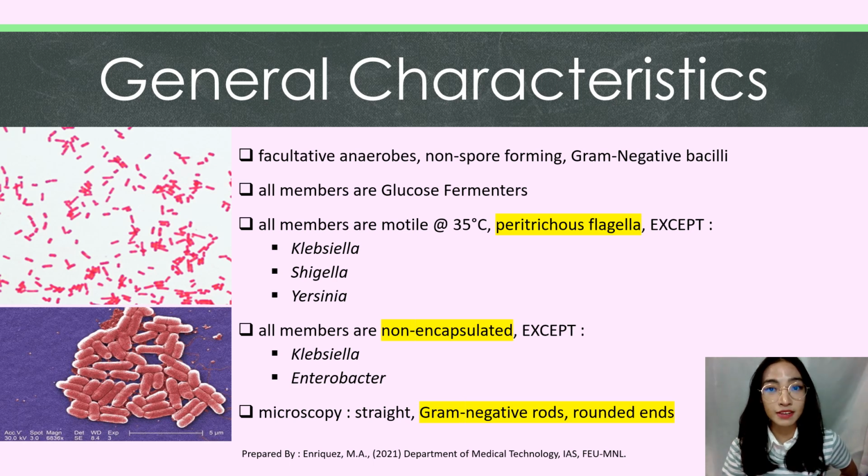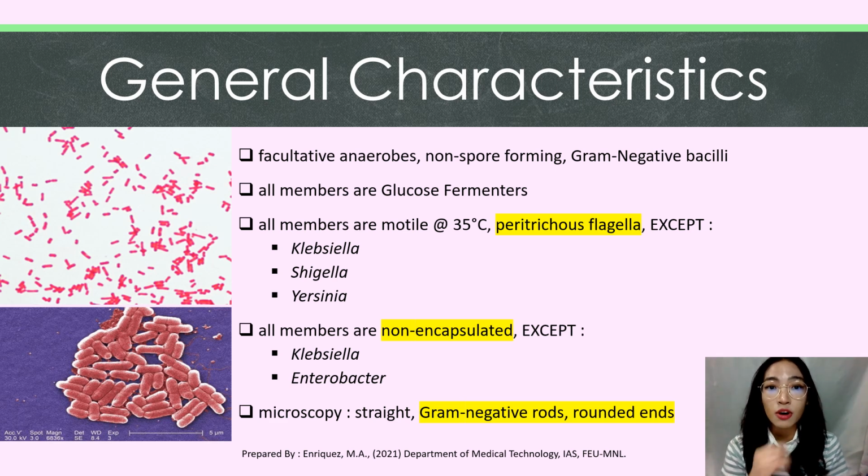They are facultative anaerobes, which, in case you forgot, means that they can grow either in the presence or absence of oxygen. They are also non-spore-forming, gram-negative bacilli. So all members of Enterobacteriaceae are glucose fermenters. So if the organism was not able to ferment any of the sugars present in the TSI, then this is most likely not a member of Enterobacteriaceae.